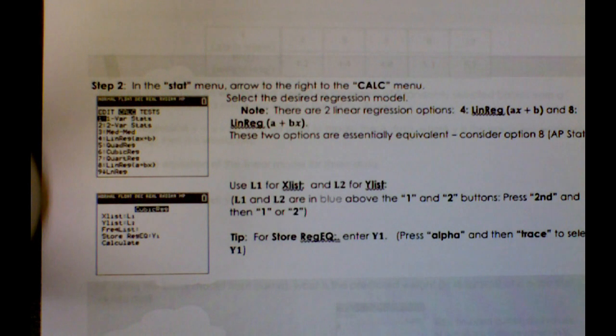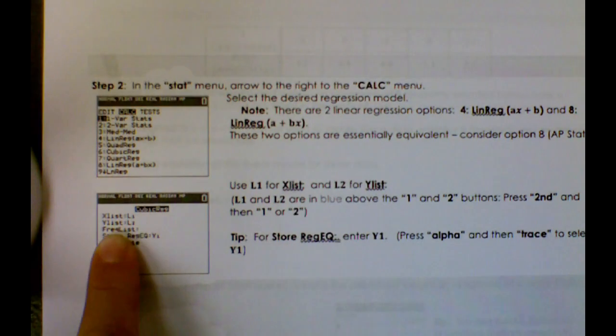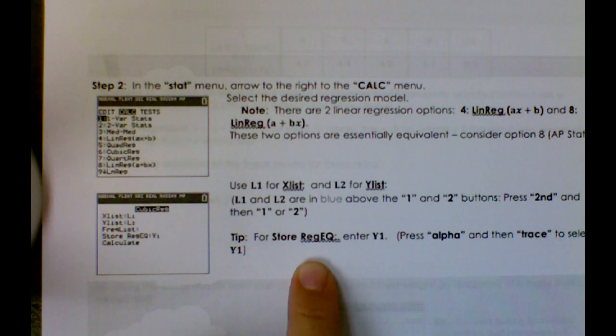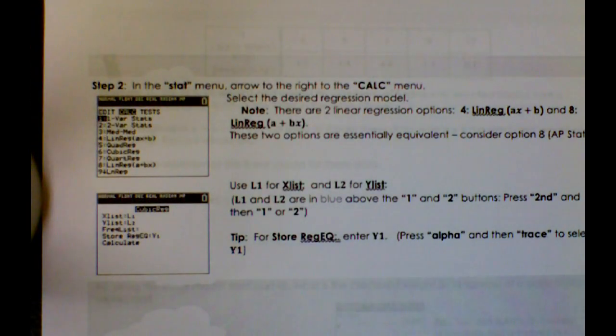You'll use L1 for your X list, L2 for your Y list. They are in blue above the 1 and 2 buttons if you press second and then 1 or 2. And then for Store Reg EQ, it's a very good idea to enter Y1. If you press alpha and then trace, you can select Y1. That way we can use the equation and not have to just write it all down.